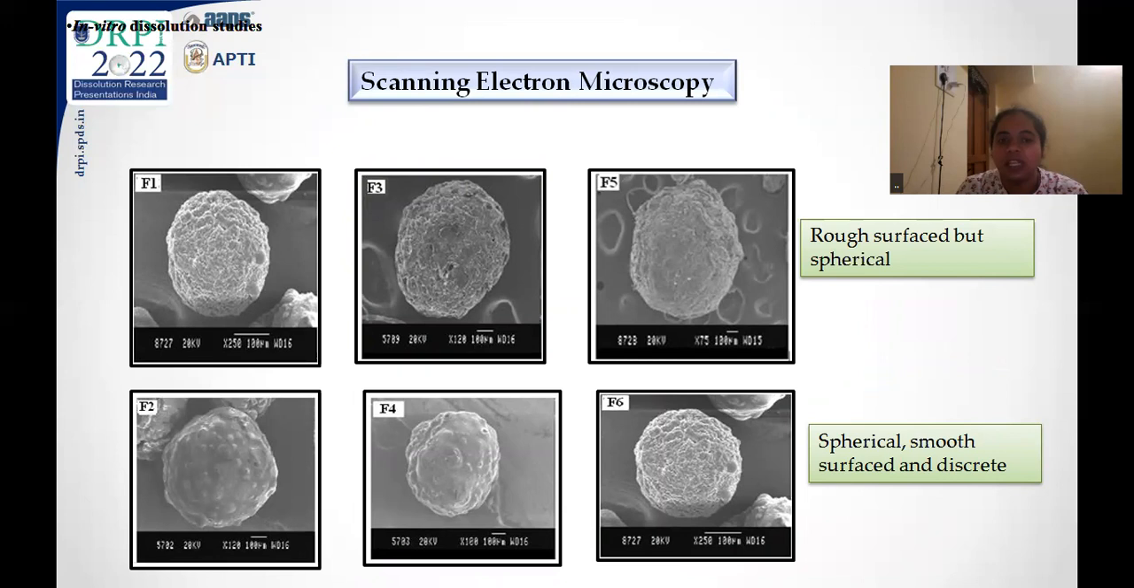Formulation 1, 3 and 5 showed the rough surface, but they were spherical in shape, whereas formulation 2, 4 and 6 produced the microcapsules with a spherical, smooth surface and discrete.